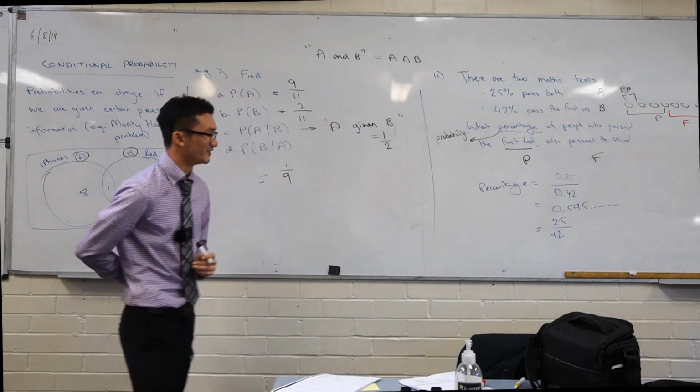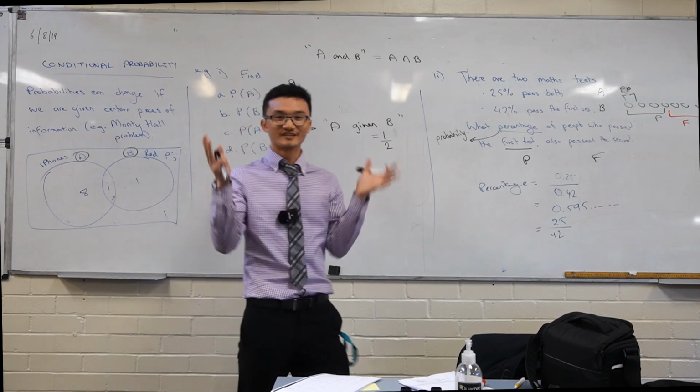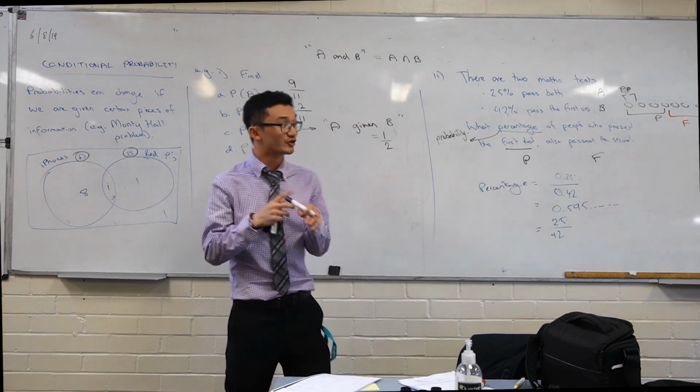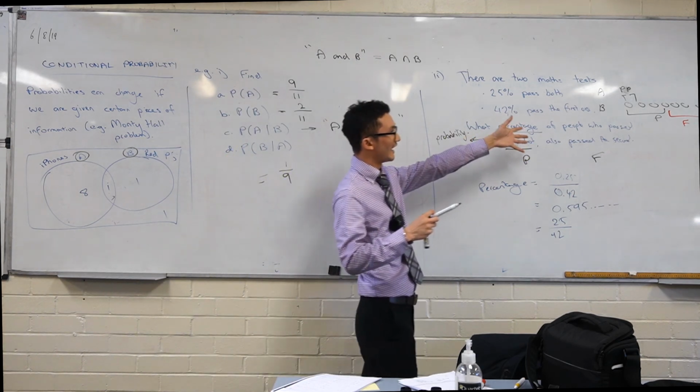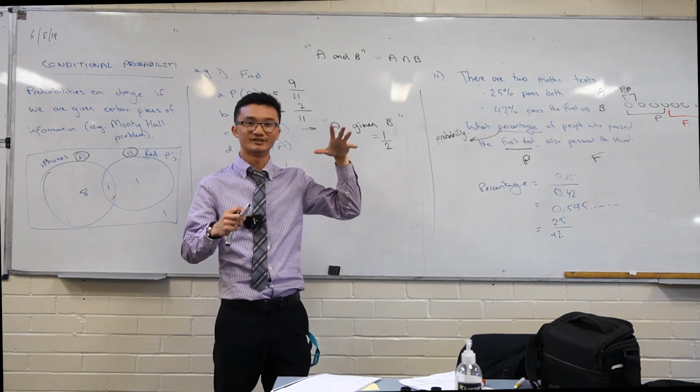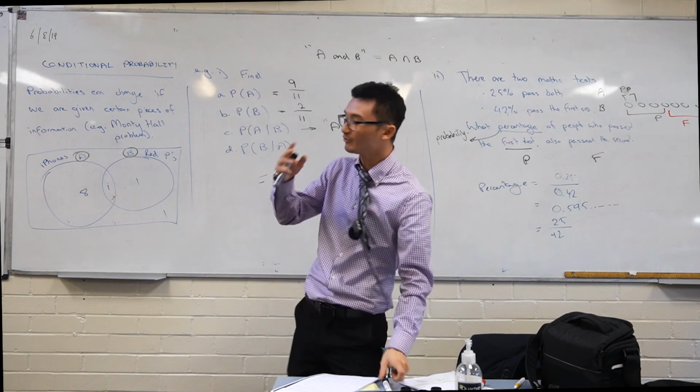So either way, that's conditional probability. It's this idea that you're given a piece of information, and how does that change the probability? Right. How can we formalize this?